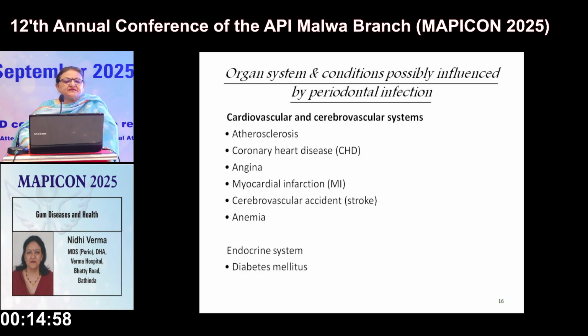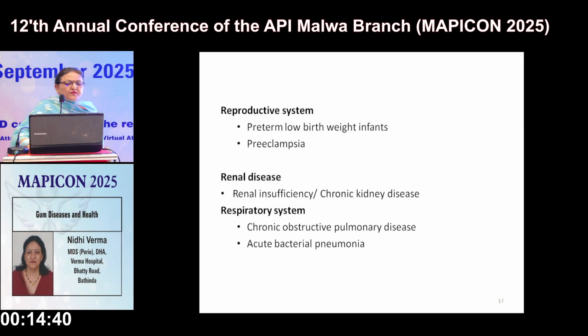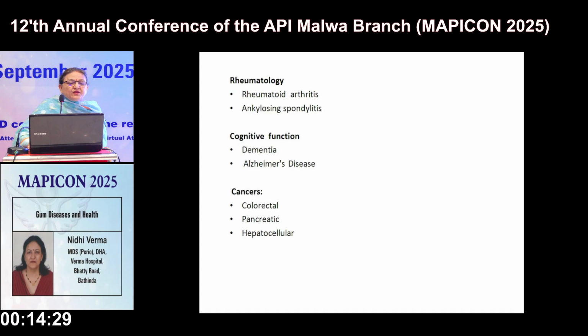The main organ systems and conditions influenced by periodontal infection are the cardiovascular and cerebrovascular system, that is atherosclerosis, coronary heart disease, angina, myocardial infarction, cerebrovascular accidents, anemia; endocrine system, that is diabetes mellitus; reproductive system, leading to preterm low birth weight infants or preeclampsia; renal diseases; respiratory system, that is COPD and acute bacterial pneumonia; rheumatology involving rheumatoid arthritis and ankylosing spondylitis; cognitive function disorders like dementia and Alzheimer's disease; and cancers like colorectal, pancreatic and hepatocellular carcinoma.